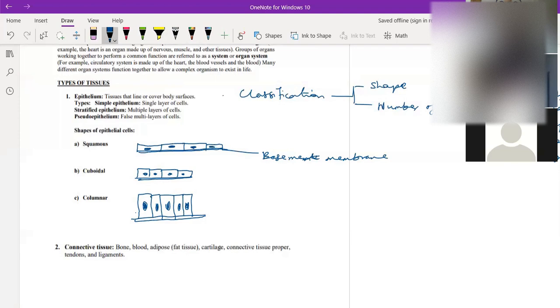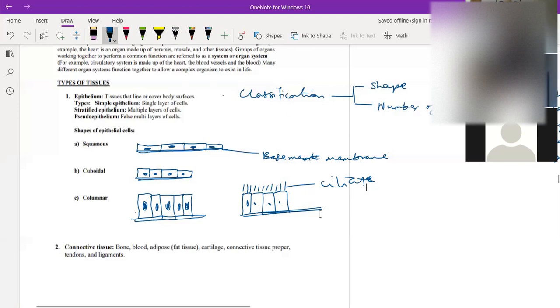And then some of them have hair-like structures on the surface, which I believe they like to ask about in questions. Those hair-like structures are known as the cilia. So if you have cilia present, then we call that ciliated epithelium. So this will be ciliated columnar epithelium. The cilia help to move things across the surface of the cell. So in the respiratory tract, you have ciliated columnar epithelium, and the cilia help to move the mucus towards the throat so they can cough it out. So you should know an example of ciliated epithelium is the respiratory tract.